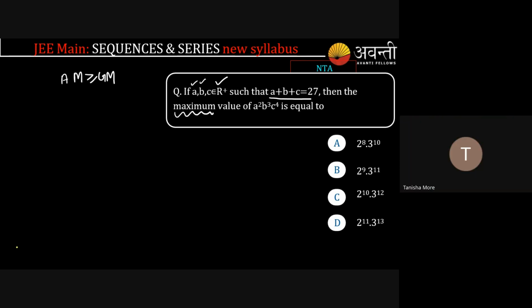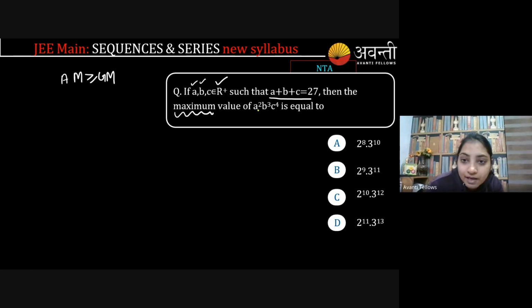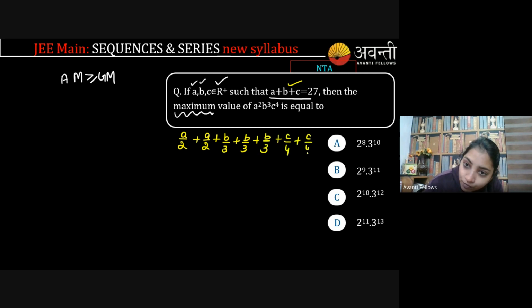So they gave me A square, B cube. It means I need to split this part. I can rewrite it as A by 2 plus A by 2 plus B by 3 plus B by 3 plus B by 3, plus C by 4 plus C by 4 plus C by 4 plus C by 4. Any doubt?